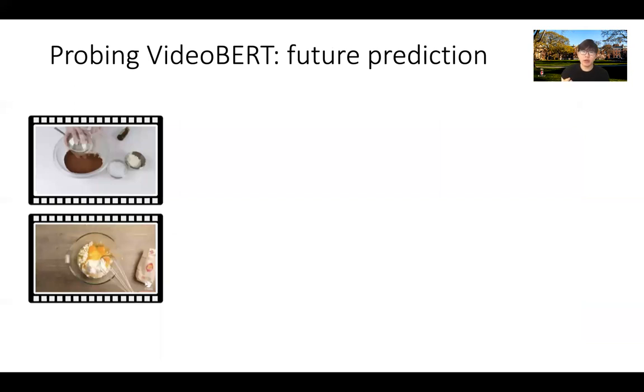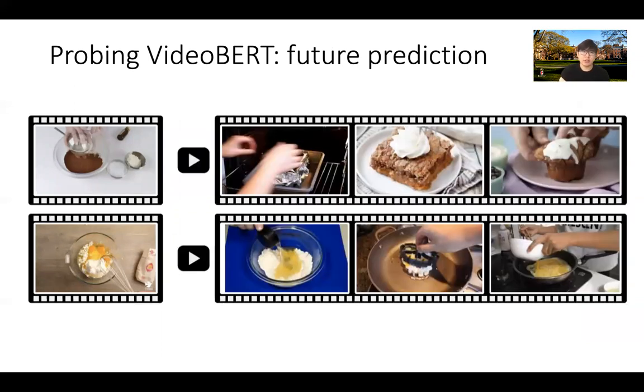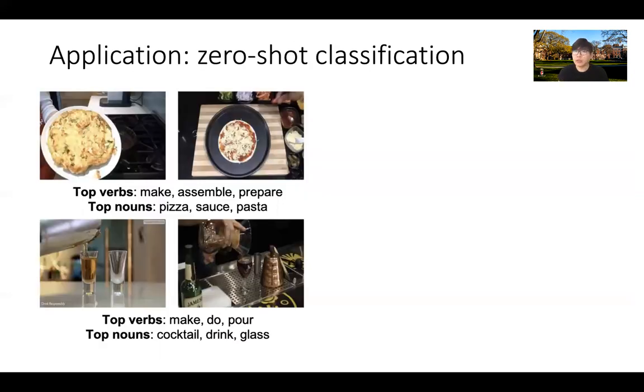We can also probe the model's understanding of temporal dynamics by doing future prediction. You can see that for a bowl of cocoa powder, the model is able to predict that it's likely to be put into an oven and then turn into either a brownie or cupcake. So again, the model is able to capture some meaningful, interesting temporal dynamics besides the cross-modal dependencies, which is nice. And we also try to get some quantitative numbers for this VideoBERT model.